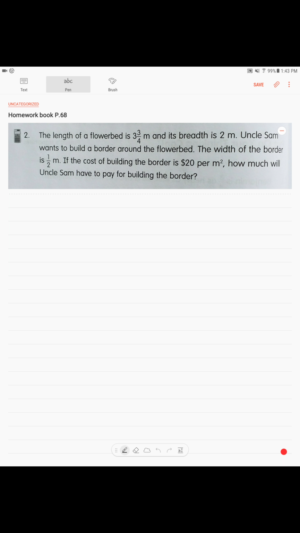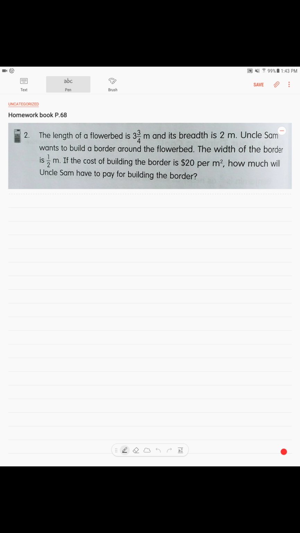Okay, so this problem was requested by Julia. I'm just gonna explain this really fast. The length of flower bed is 3 3/4 meters and the breadth is 2 meters. Uncle Sam wants to build a border around the flower bed and the width of the border is half a meter, right? If the cost of building the border is $20 per square meter, how much will Uncle Sam have to pay for building the border?